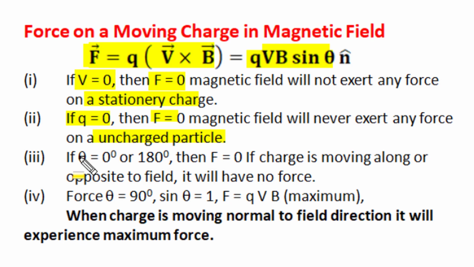Now one important point is that if the angle between the velocity vector and magnetic field vector is 0 degree or 180 degree, that means both velocity and magnetic field direction are aligned, then in that case sin theta becomes 0 and there won't be any force on a charge moving along or opposite to the field direction. Whereas for theta equal to 90, sin theta becomes 1, maximum, and the force magnitude will become maximum, qvB.